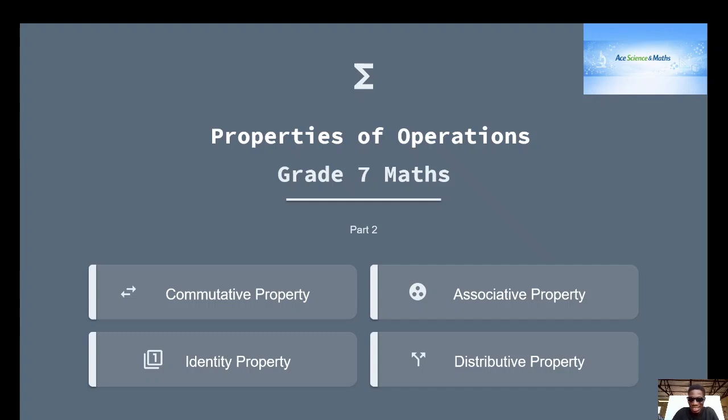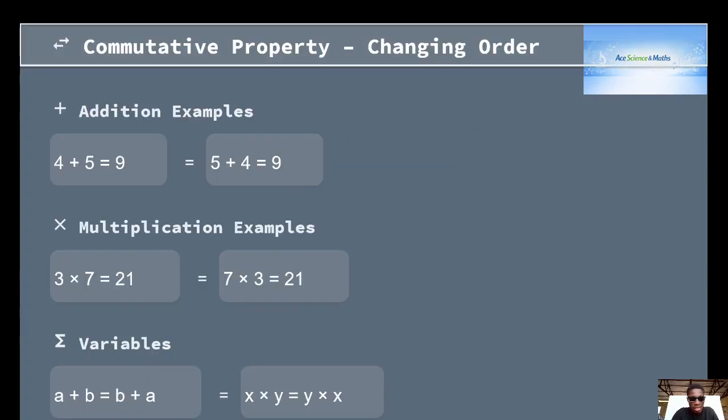All right, let's get started by looking at the first property, which is the commutative property. The commutative property is from the word commutate, which means to move from one place to another or to change the order of something. So this property tells us that the order of numbers does not affect the result in addition and multiplication. So what we are basically establishing is that this property does not apply to division and subtraction. It's only applicable in addition and multiplication.